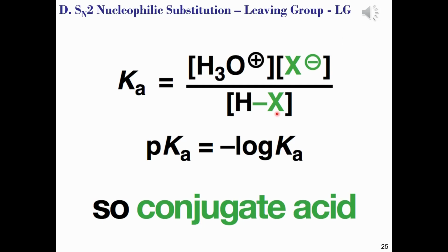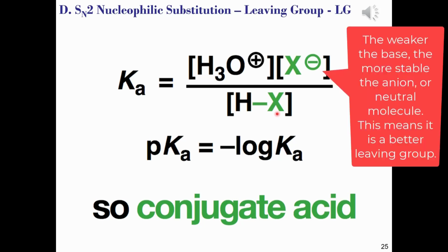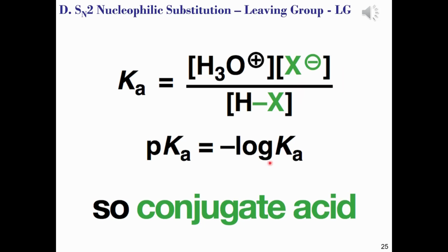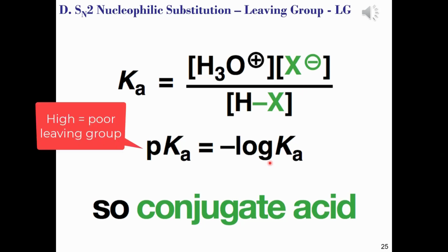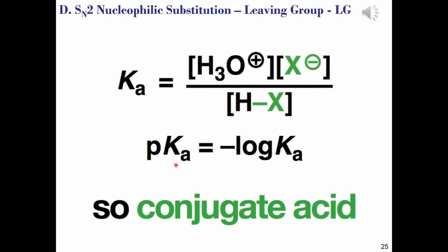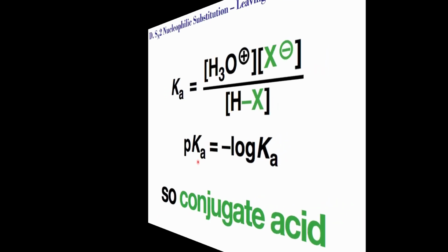If we use the pKa values, these will tell us how weak the base is. And the weaker the base of these anions or these neutral molecules, then the better they are at stabilizing the negative charge. So a high pKa value would be indicative of a very poor leaving group, whereas a very low pKa would be indicative of a much better leaving group. Let's have a look at some examples now.